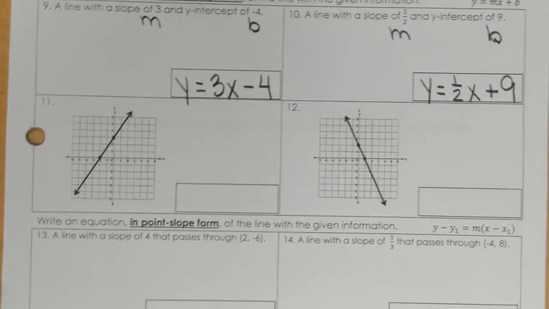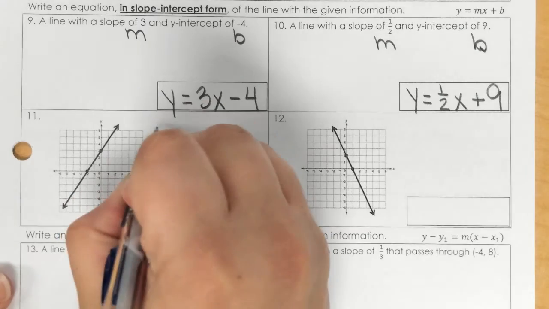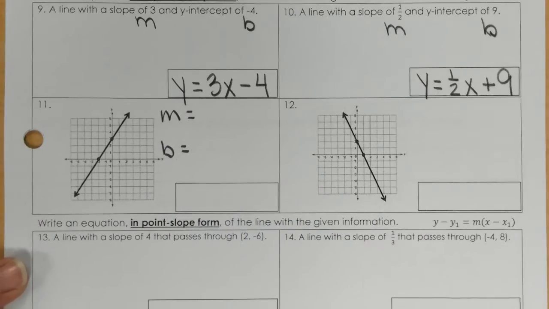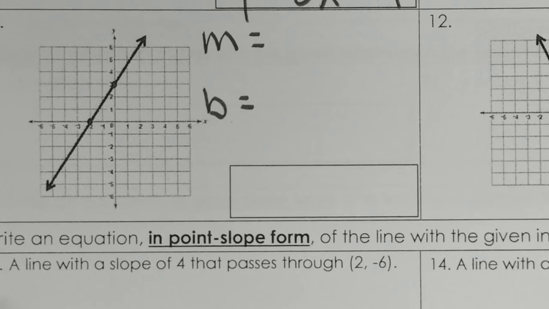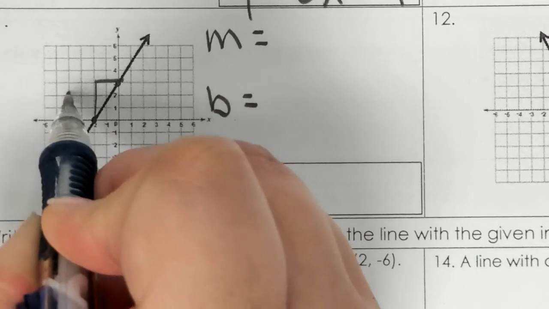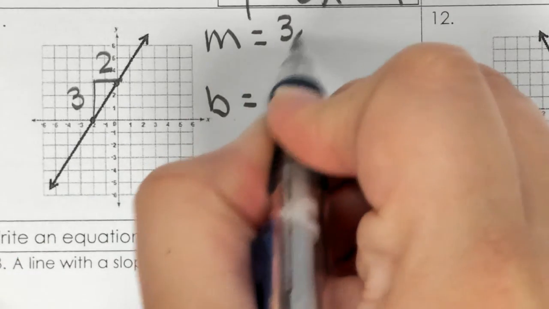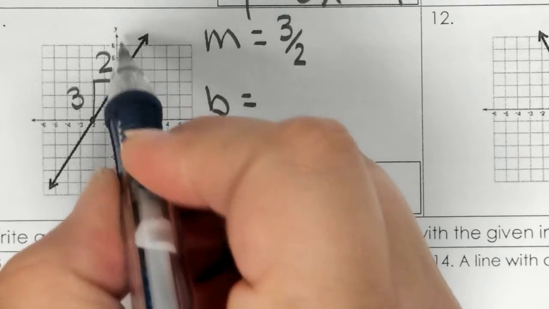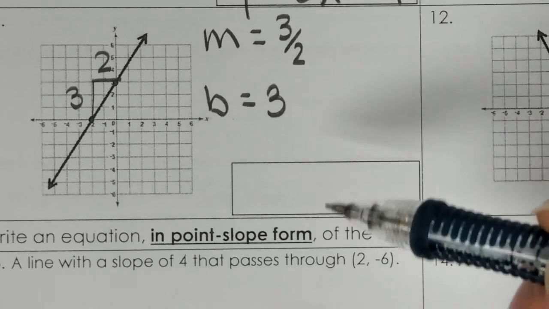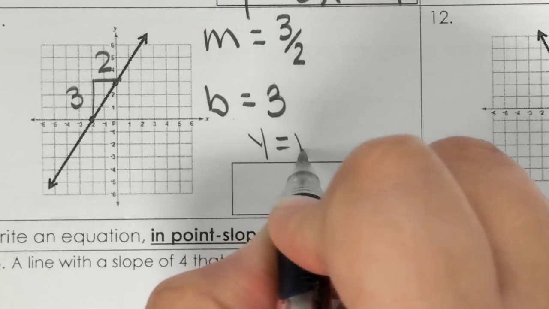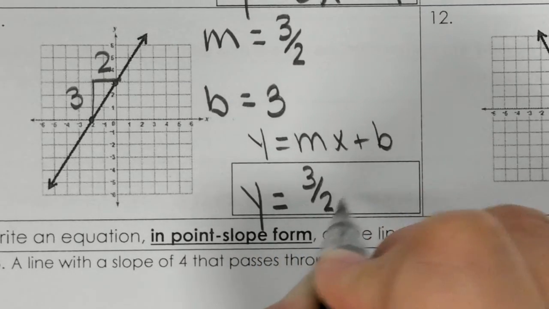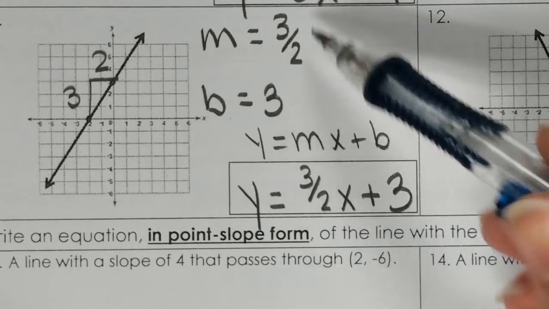Okay, for number 11, we are not given the m and the b, but we have to find that. So, I list those to the side. And for m, how much do we go up and over? So 3/2. For b, where does it cross the y? That would be at 3. So now that you have m and b, you can definitely make an equation using y equals mx plus b. So I just plugged them into m and b.